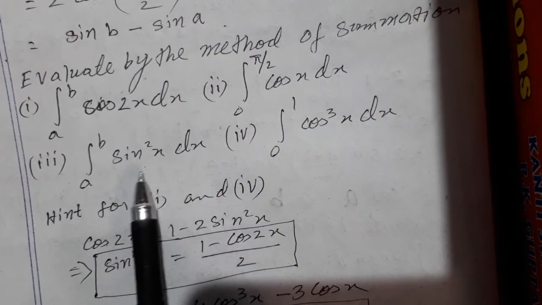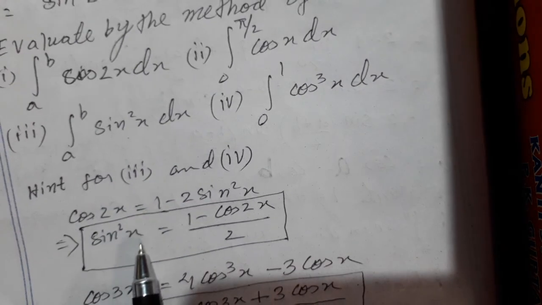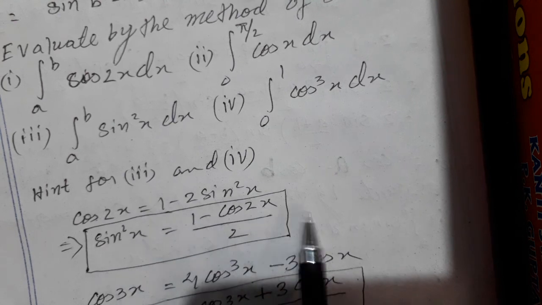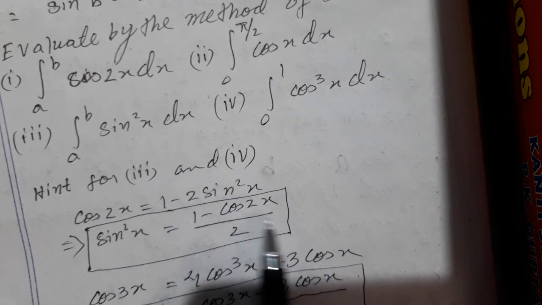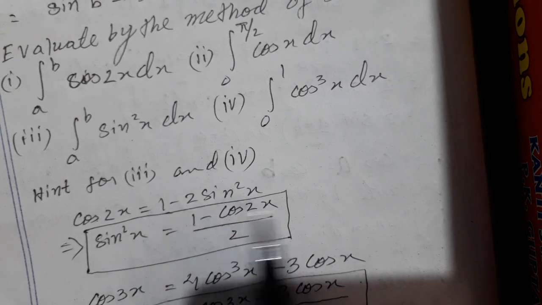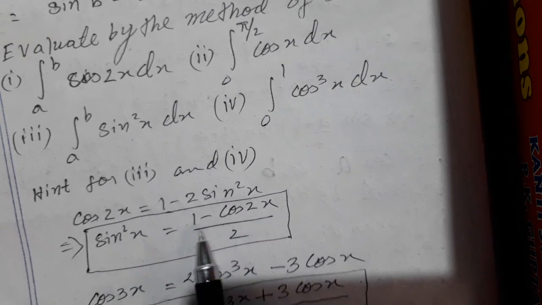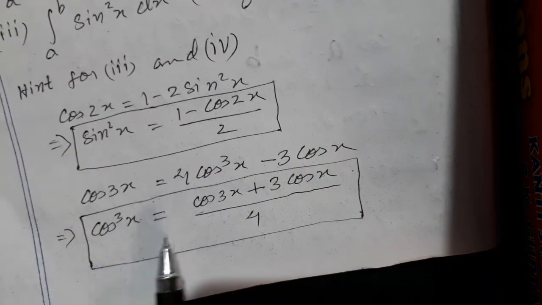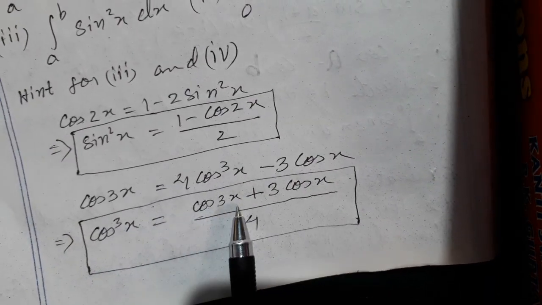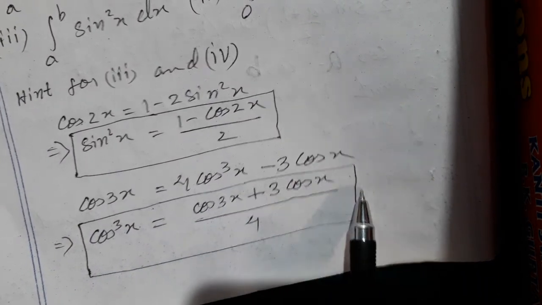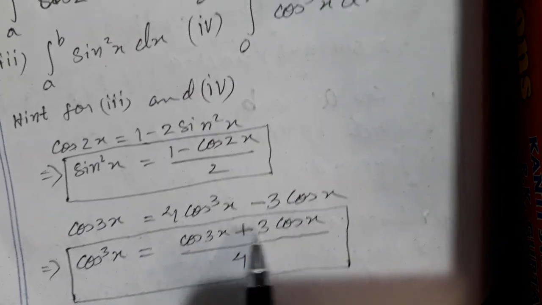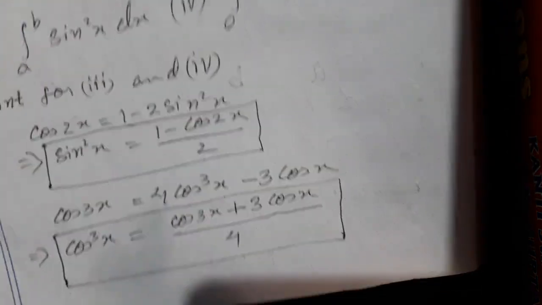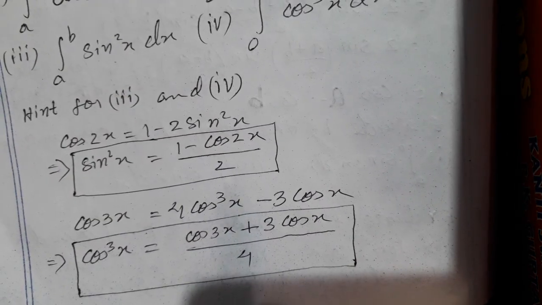I have given you some questions as your homework, which are similar, so you can try them. For sine square x, you apply the formula for sine square x, which is (1 minus cos 2x) by 2, then you separate the integration and apply the limit as a sum. Using the limit as a sum formula, you can easily get the result. In the same way, for cos cube x, you convert it into the form (cos 3x) divided by 4 plus 3 cos x divided by 4. After that you apply integration by limit as a sum here. Thank you.